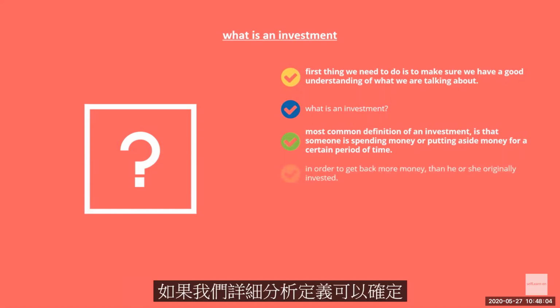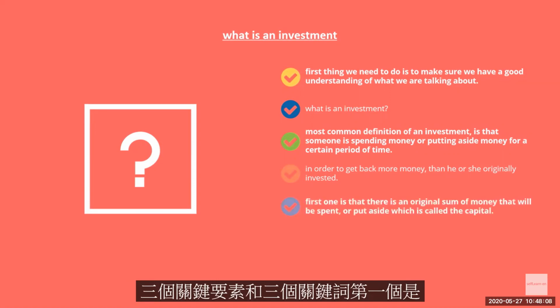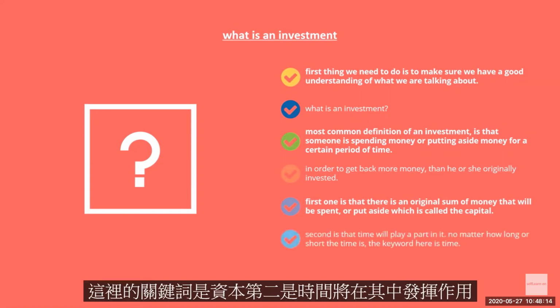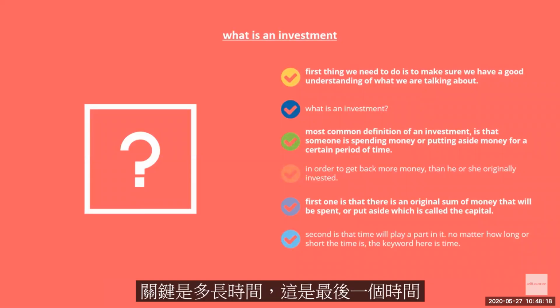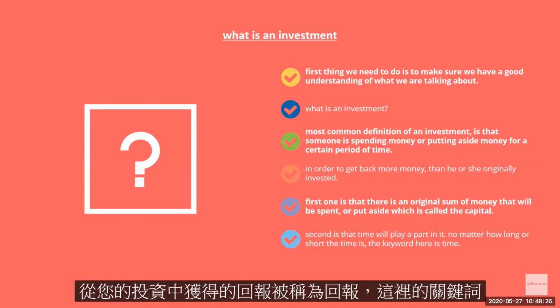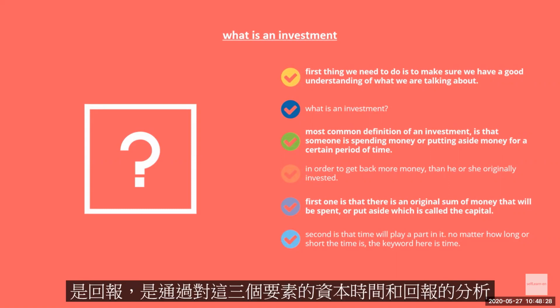If we analyze the definition in detail, we can identify 3 key elements and 3 keywords. The first one is that there is an original sum of money that will be spent or put aside, which is called the capital. The keyword here is capital. The second is that time will play a part in it. No matter how long or short that time is, the keyword here is time. The last element is that at the end of the investment period, you will be getting something back from your investment. It is called a return. And the keyword here is return.